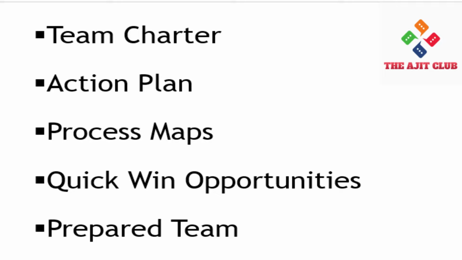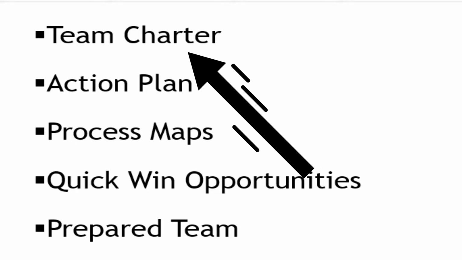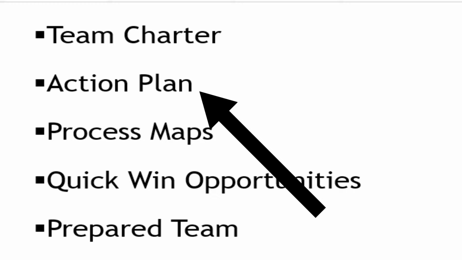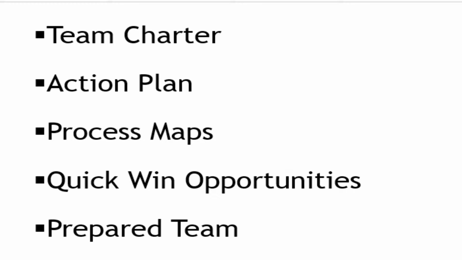So these are the 5 deliverables that you need to have in the define phase, and we will see them one by one in detail. So first you have the team charter. We will see what is a team charter and what are the ingredients of the team charter. Then you need to have an action plan on basically who will do what in a time-bound process.